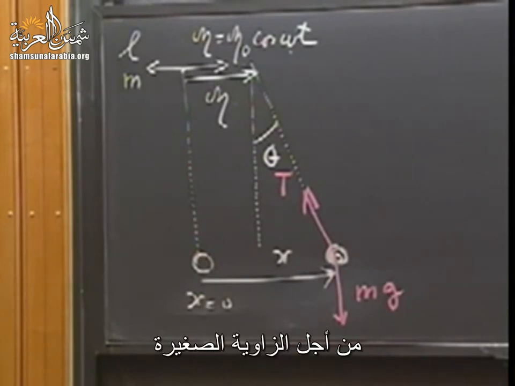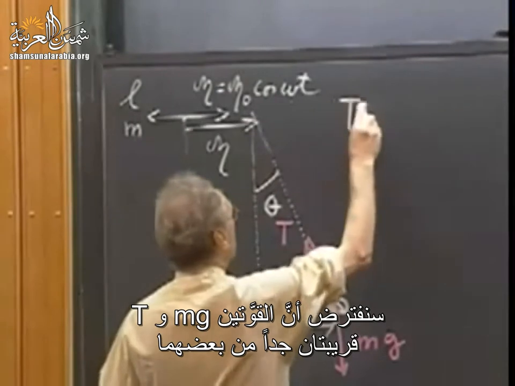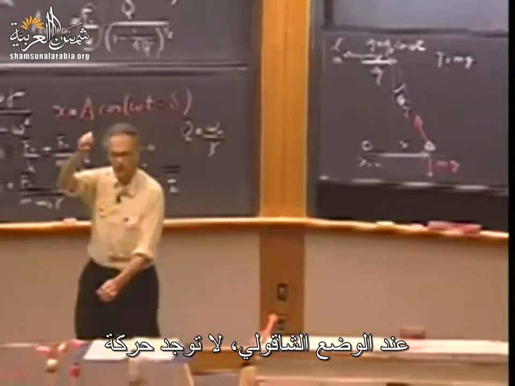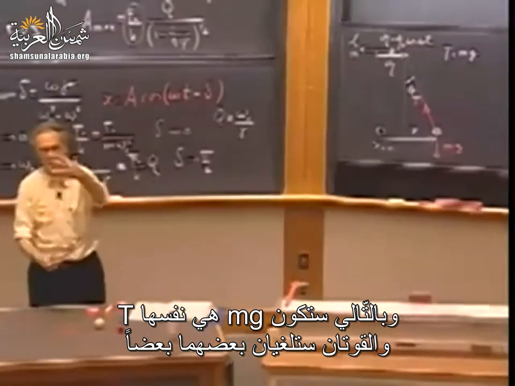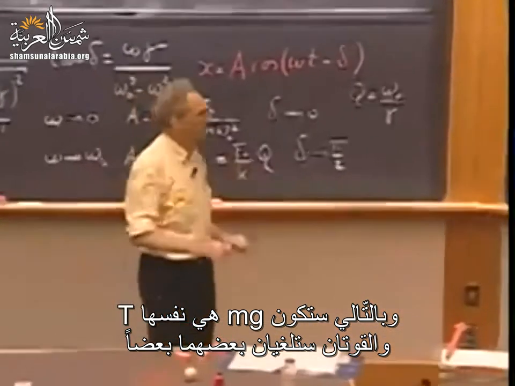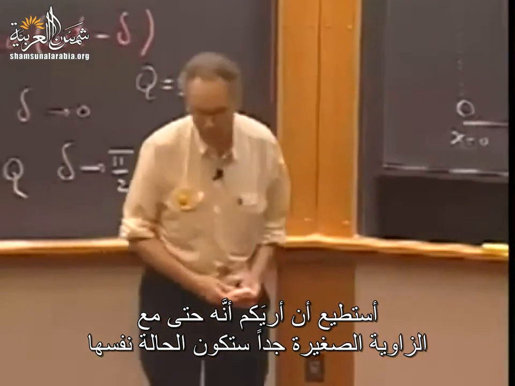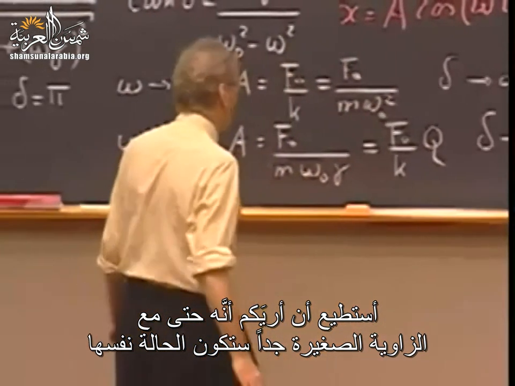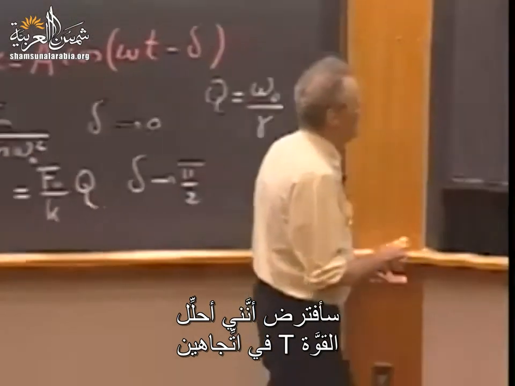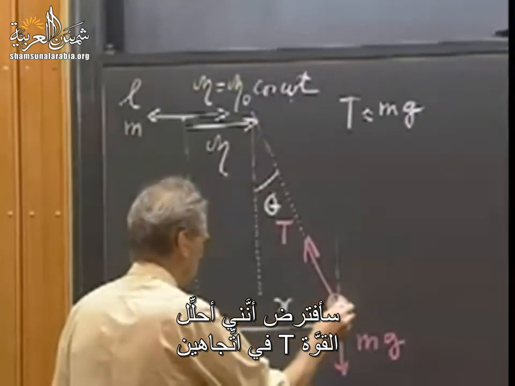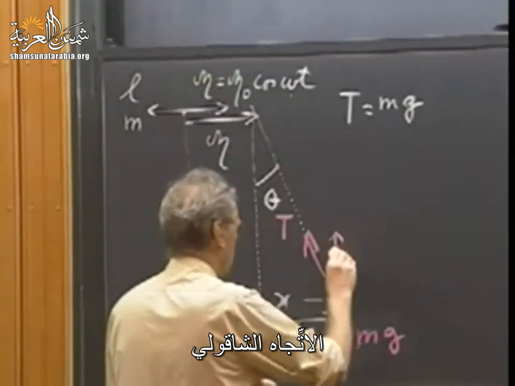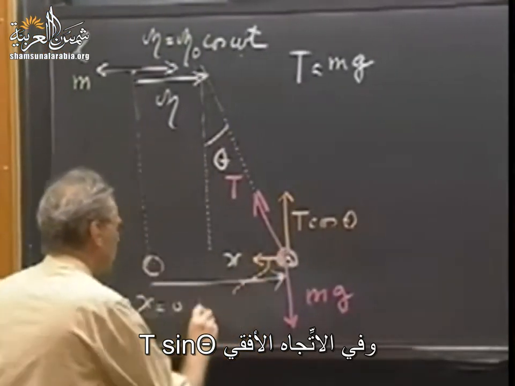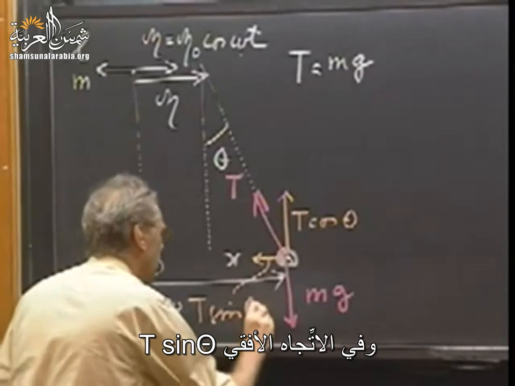For small angles, I want to argue that T is very close to mg. For one thing, if you hold them vertically and you do nothing and there is no motion, it's obvious that T is mg. The two forces have to cancel each other out. That's clear. But I can show you that even if the angles are modest, that should also be the case. Suppose I decompose T in two directions. Vertical direction, so this is T times the cosine of theta. And in horizontal direction, so this is T times the sine of theta.